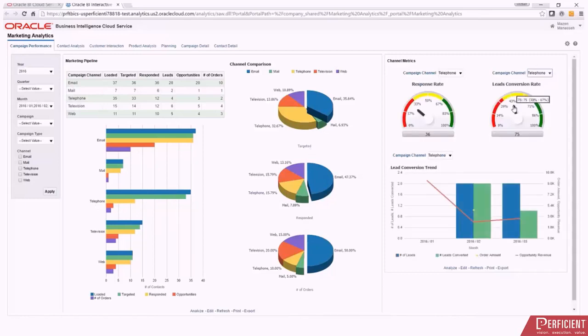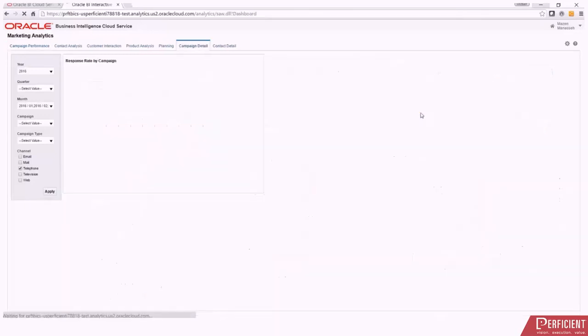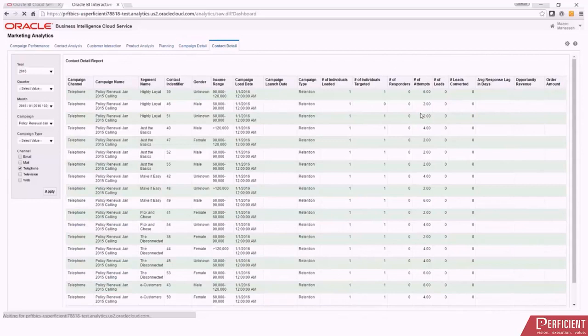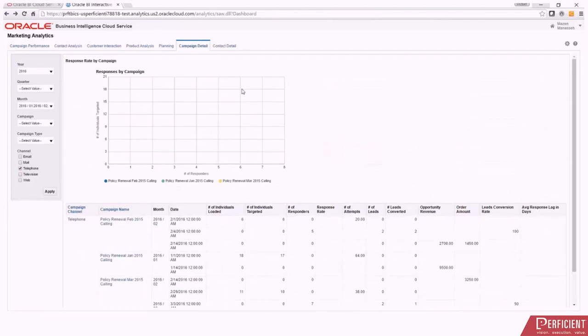I click on telephone and I see that even though the conversion rate here is kind of acceptable, the problem seems to be with the response rate. It's in red in the gauge. So to get more information on why it's so low, I drill down on the gauge, and this now takes me to a detailed report broken by the individual campaigns in that channel. I see there are 3 campaigns, but one of them is completely missing the responses. So now I have identified the campaign which is problematic, and I can also drill down on the campaign which had no responses and get to the more detailed report at the contact level.